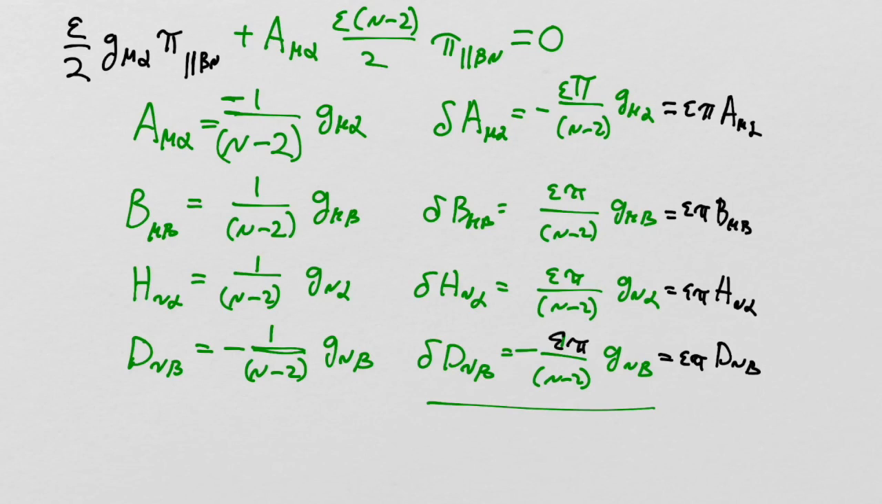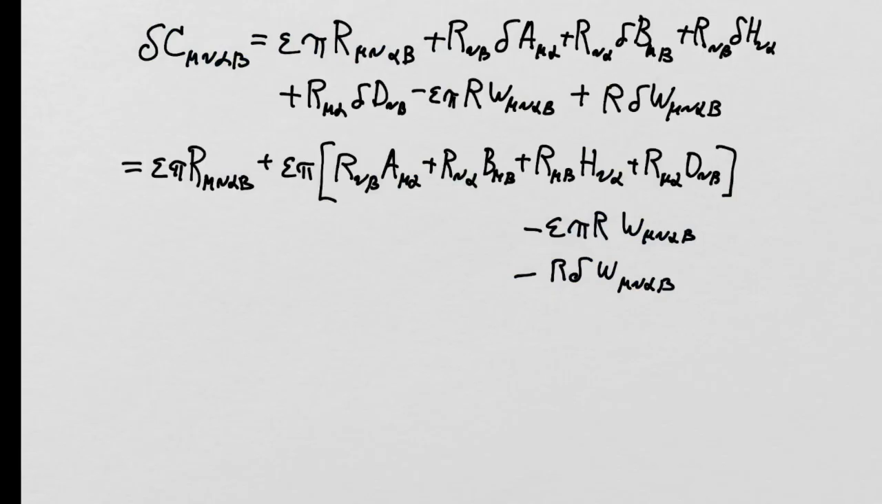So these variations are just a multiplicative factor of the original term, right? And there's this little epsilon to keep everything small, so that kind of makes sense. But that's very helpful because when you substitute for the variation of D nu beta, you just substitute epsilon pi D nu beta. And that's what we did here. Substitute for the variation of A mu alpha, you get epsilon pi times A mu alpha. Substitute for variation of B mu beta, you get epsilon pi times B mu beta. So all those terms are pretty easy.